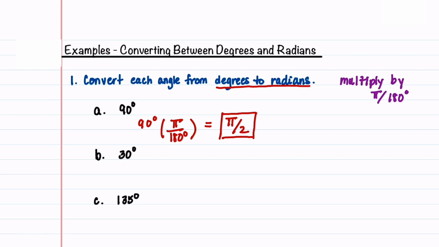Okay, our second one is 30 degrees, so we write down 30 degrees, multiply by pi over 180 degrees, and then 30 goes into 180 6 times, so our answer is pi over 6.